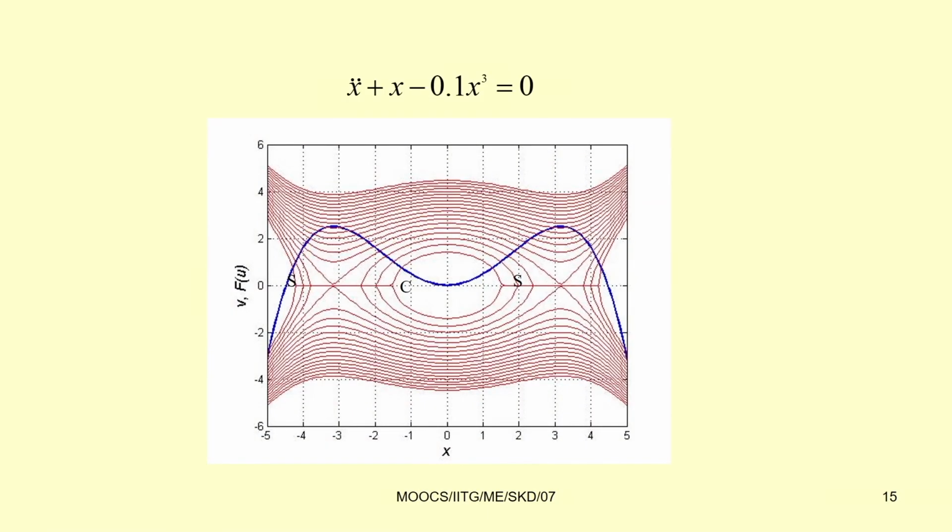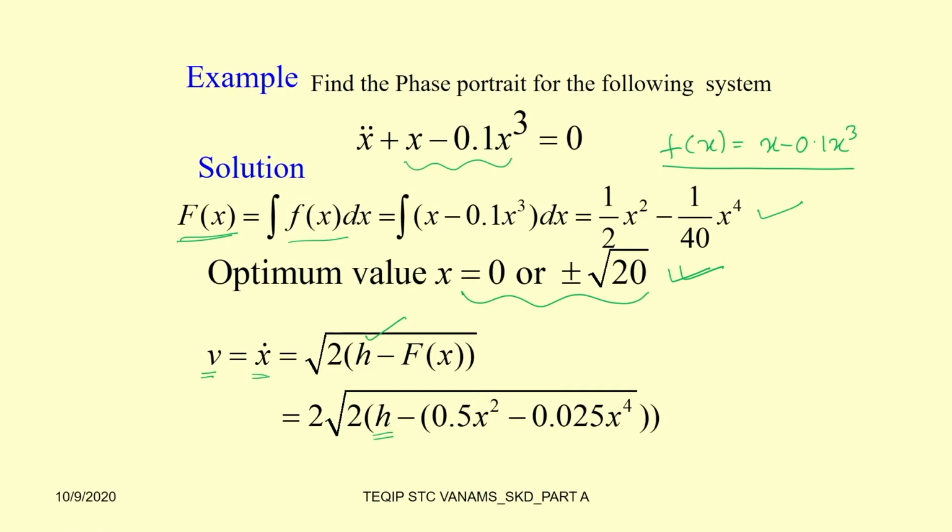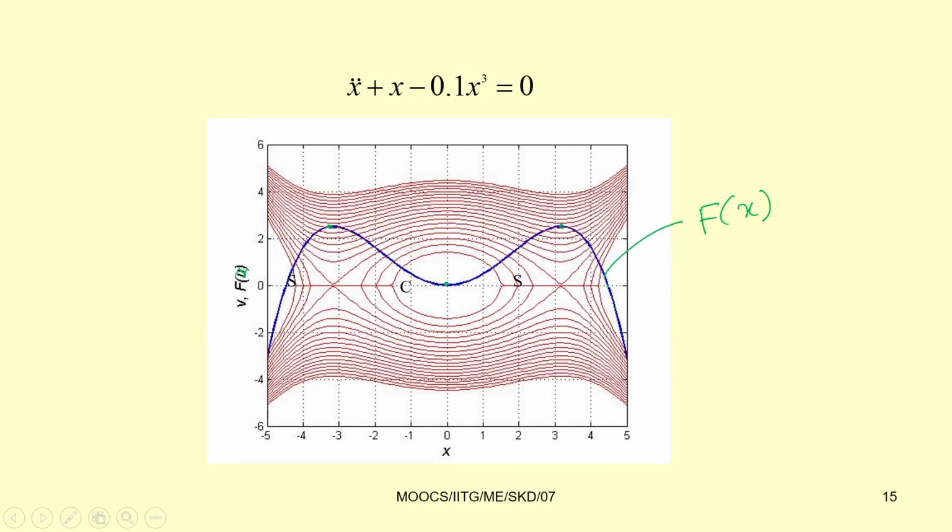So, first, this is the plot of F(x), this is the curve of F(x) versus x. You can see the potential energy has a maximum value at this position, a minimum value at this position, a maximum value again at this position, and again a minimum value at this position. So, this is the variation. If you plot F(x) versus x, you can get this curve.